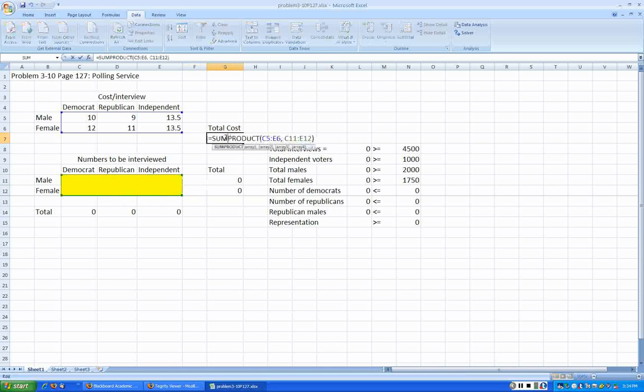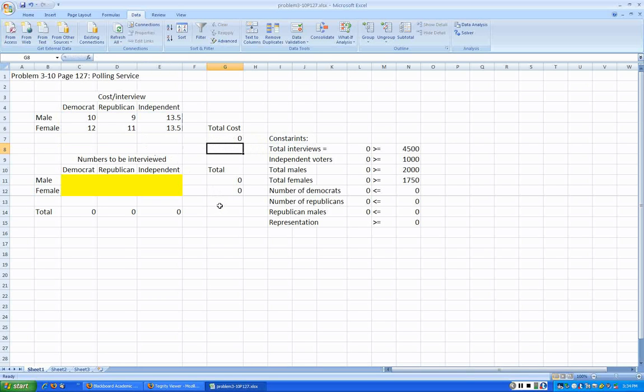total cost, which is nothing but the sum product of, now here, unlike other problems that we had done before, here we select a range. So if I were to choose 100 male Democrats here, 100 times 10, and 50 female, 50 times 12. It takes the corresponding values, takes the product of those and sums them up, the sum product of this range, the respective numbers and the cost figures. So minimize the total cost is what we had to do.